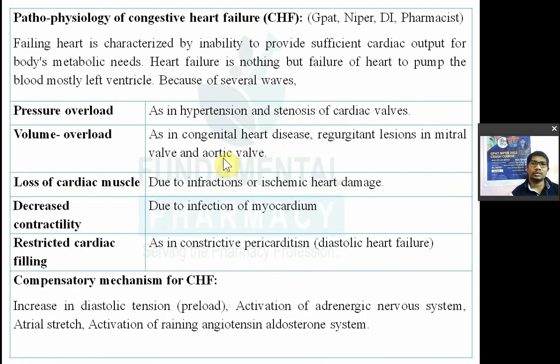Now we'll see drugs used in the treatment of congestive cardiac failure. So basically you should know what congestive cardiac failure is. What is congestive cardiac failure? If your heart is not able to provide a sufficient cardiac output, if your heart is not able to pump sufficient blood, that is known as heart failure. So a failing heart is characterized by inability to provide a sufficient cardiac output for the body's metabolic demands or needs. If cardiac output is decreased by 40%, so if cardiac output is less than 40%, then you can say your heart is under failure.